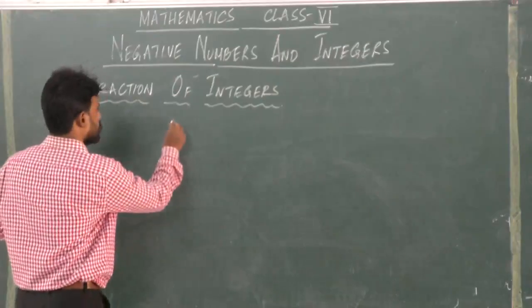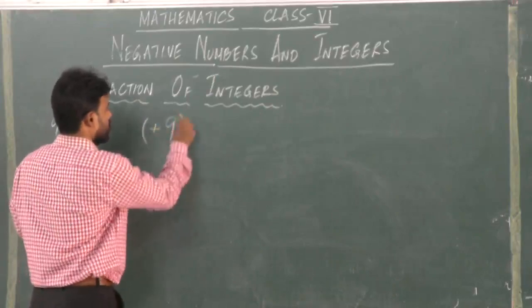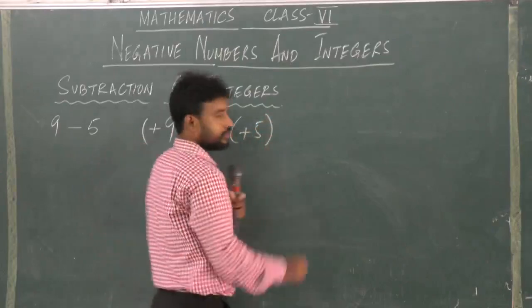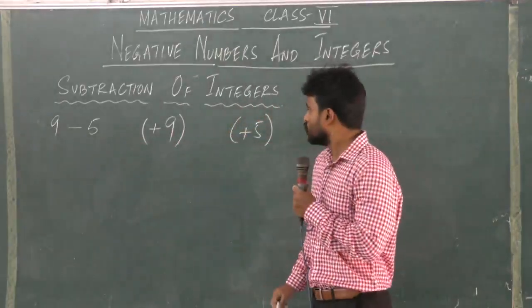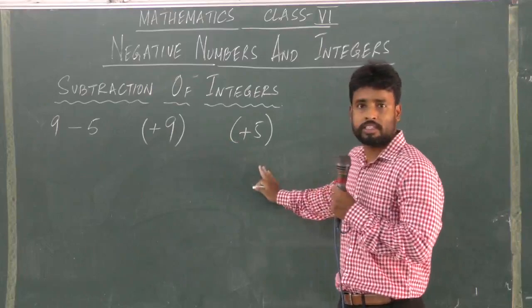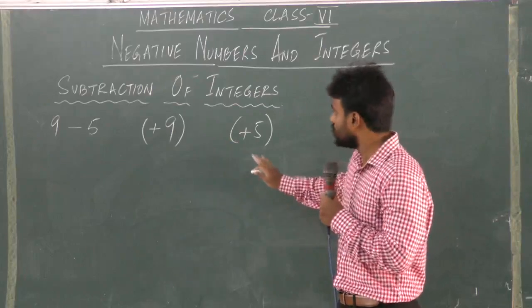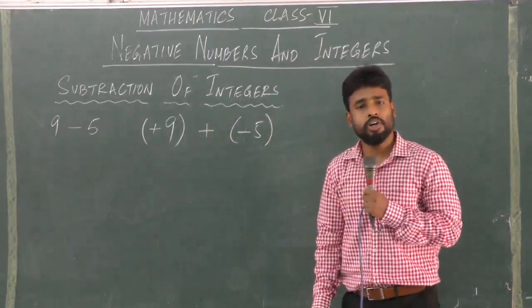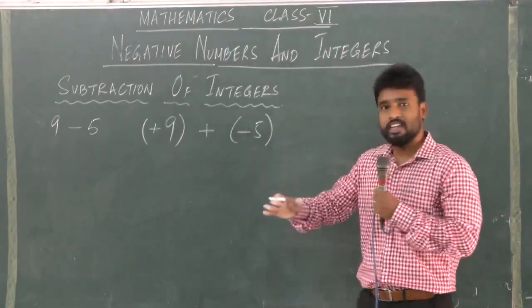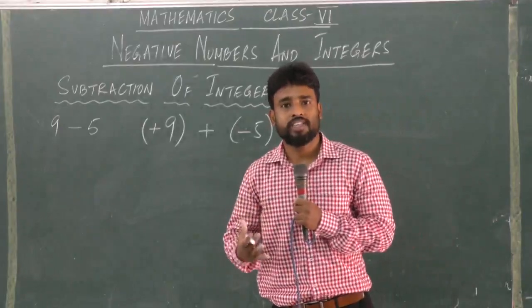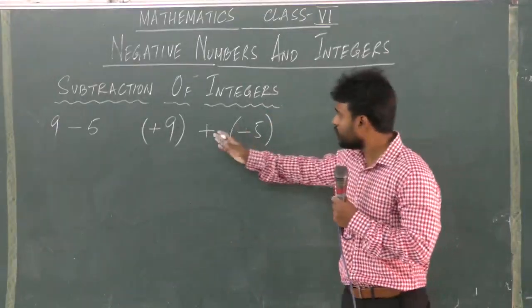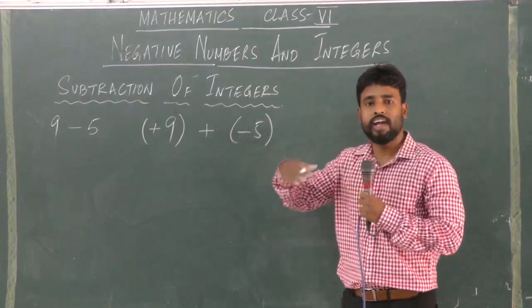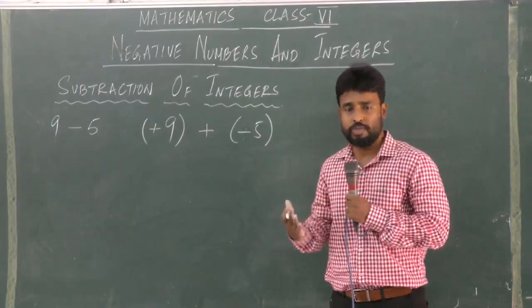I repeat, suppose we have 9 here and we have 5 here. Okay? So we want to subtract these two numbers. So when we want to subtract, we'll simply add minus 5 to 9, because the opposite of subtraction is addition. So when we write addition here, we'll just place minus 5 out here. We'll write the opposite of plus 5, which is minus 5.